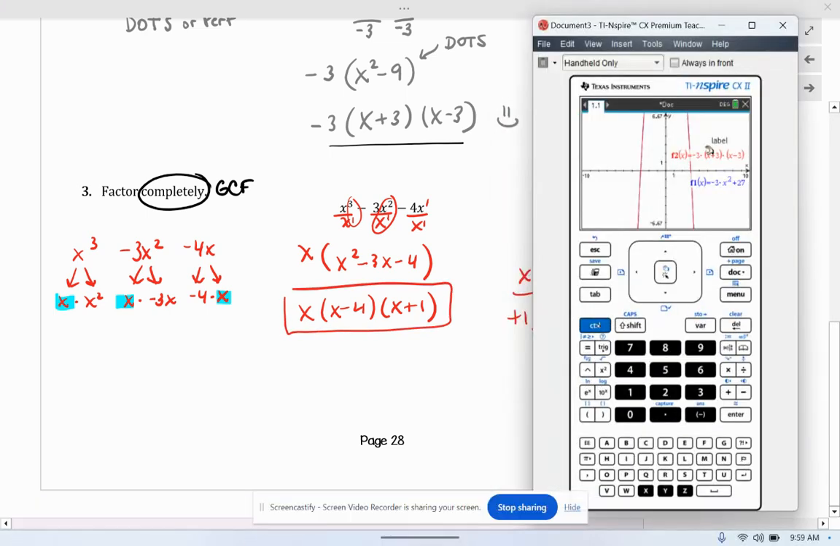So go ahead and check it on your calculator, right? Let's add a new graph. I'm going to type in the original, x cubed minus 3x squared minus 4x. And then now I'm going to add my factored version, x times x minus 4 times x plus 1. Sometimes it doesn't like it when you don't put the multiply in. There we go. Yay, they're the same. We're good.